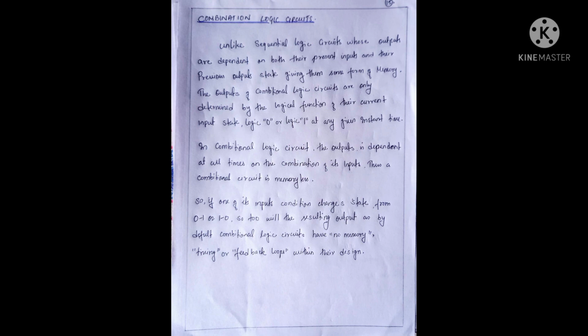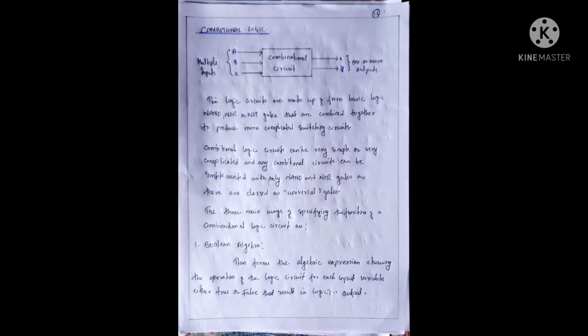So, if one of its input conditions changes state from 0 to 1 or 1 to 0, so too will be the resulting output, as by default in a combinational logic circuit. The logic circuits are made up from basic logic NAND, NOR or NOT gates that are combined together to produce more complicated switching circuits. Combinational logic circuits can be very simple or very complicated, and any combinational circuit can be implemented with only NAND and NOR gates, as they are classed as universal gates.